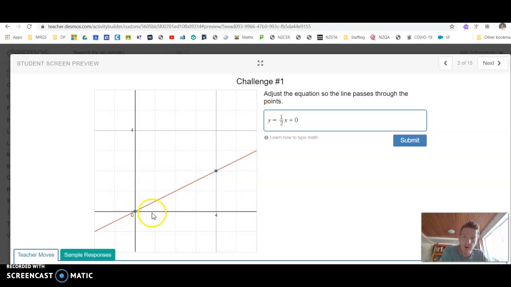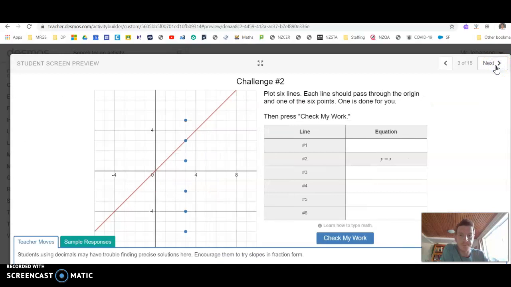So every time I go across 2, I go up 1. And I can submit that. And I don't need the plus 0 because it's just nothing. So I submit that, and I can go to the next one.